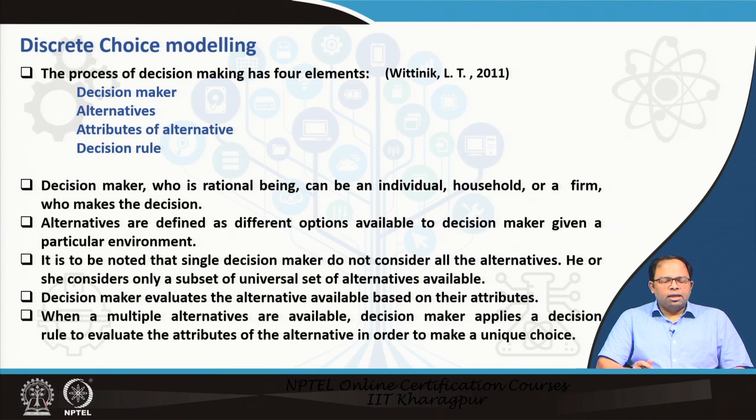The next thing is the decision maker evaluates the alternatives available based on their attributes, that means on the different characteristics of the alternatives. And then finally, when multiple alternatives are available, the decision maker applies the decision rule. That means he uses some principle based on which he takes a decision, and he evaluates the alternatives and then makes a choice. Either he can rank those alternatives in terms of what is the first choice, second choice, third choice, and then he finally makes a choice. So this is the basic process of discrete choice modeling.